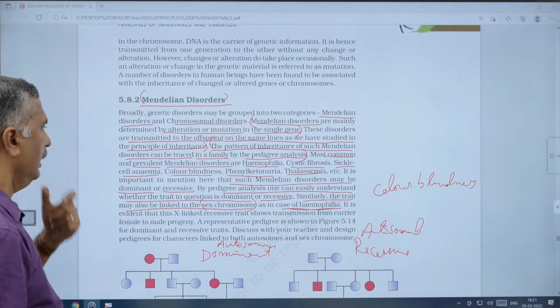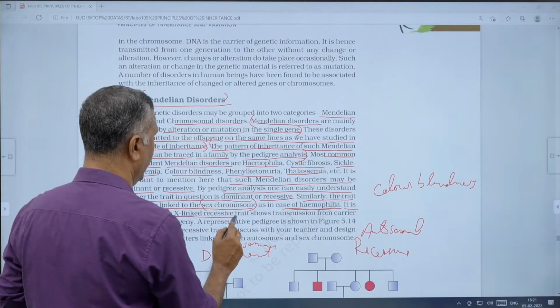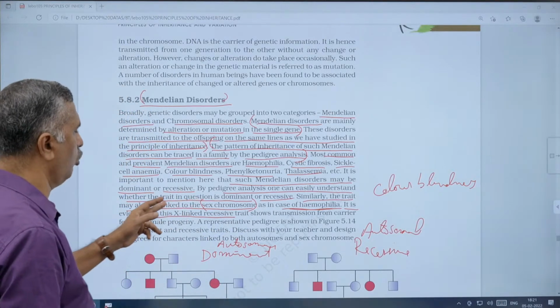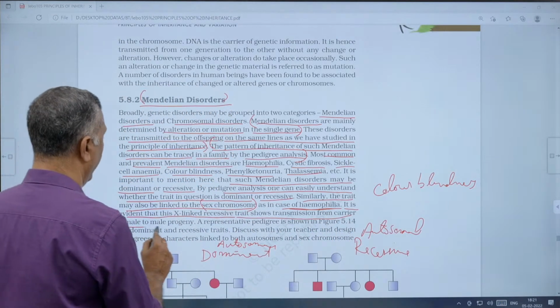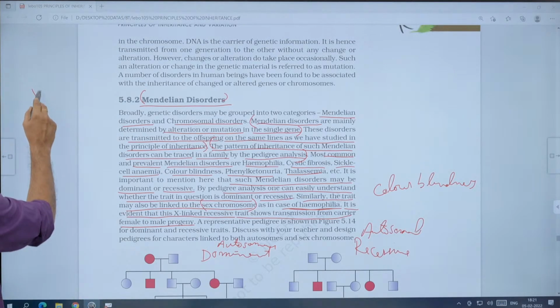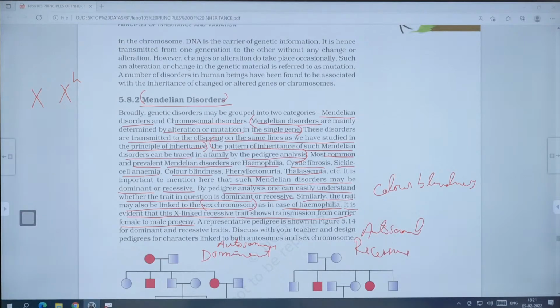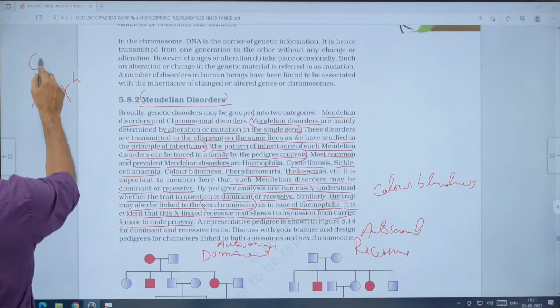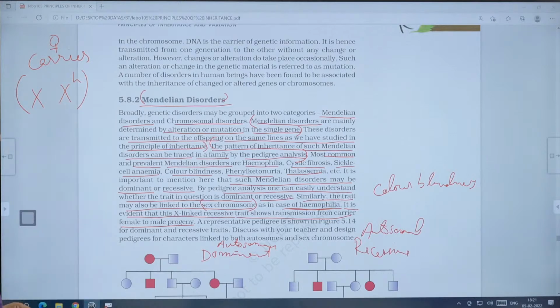Then it is evident that in the case of hemophilia, the X-linked recessive trait shows the transmission from carrier female to male progeny. A carrier female is X and small h, carrier. The normal allele is the dominant one, and the hemophilic allele is the recessive, disease causing one. She has no symptom of hemophilia.